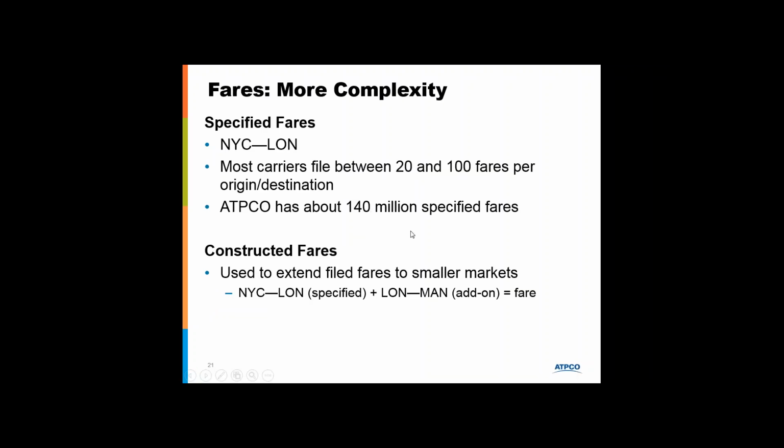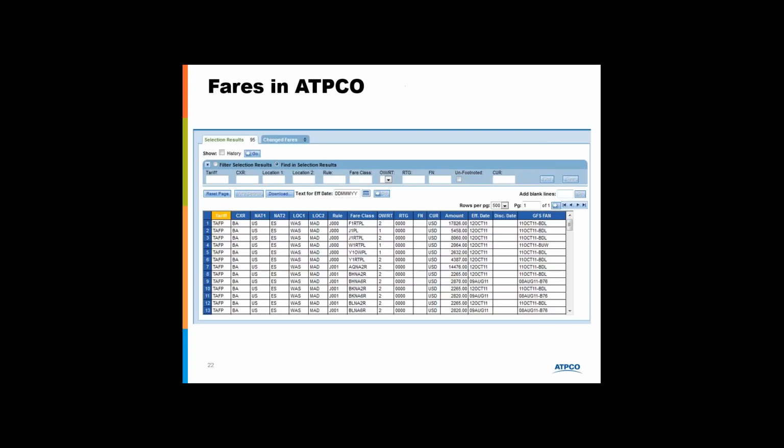We have in fares, specified fares. These are put into the database by a carrier by origin and destination. And an airline averagely files between 20 and 100 per origin destination. And then we have what we call constructed fares that are where an add-on has been added to that fare to serve minor markets that the carrier doesn't necessarily sell that often. And this is what they look like in our database.